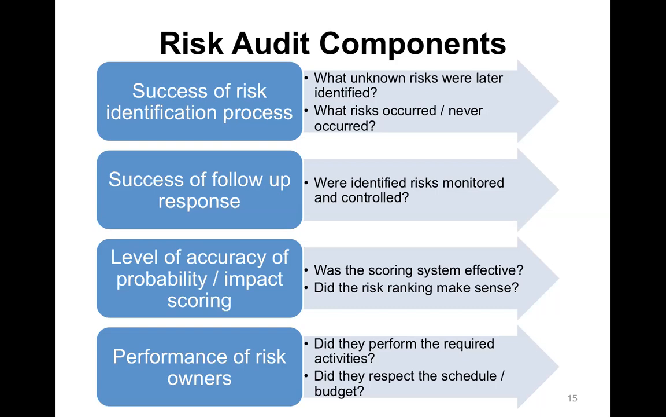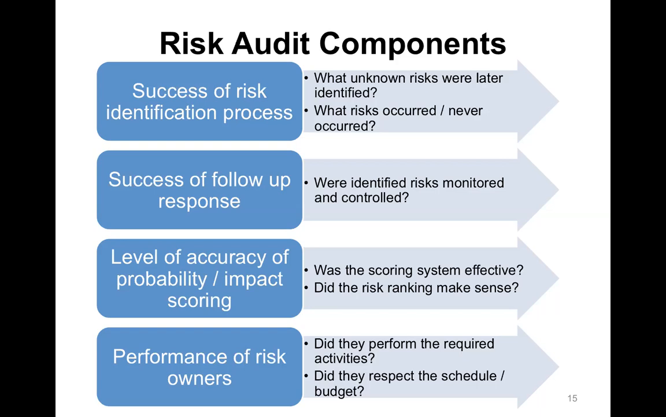And what risks actually occurred and never occurred? So if there's a lot of project risks that were identified that never occurred, then maybe the project management team was identifying unreasonable or unrealistic risks. However, if the project still had many problems, then the project management team likely didn't identify the right risks. They identified all the wrong risks and not the right risks. So risk identification is really important and should be audited.